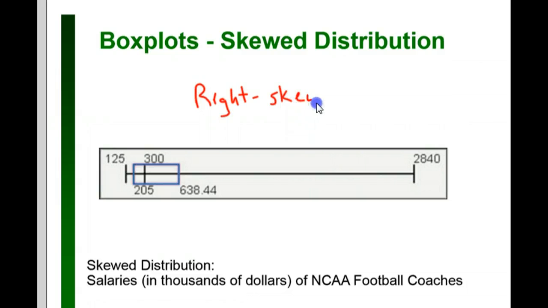And it's definitely not symmetric when we see this extremely long whisker, and not only that, but the median pushed to the left or the right in the interquartile range box. That lets you know that you have skewed data.